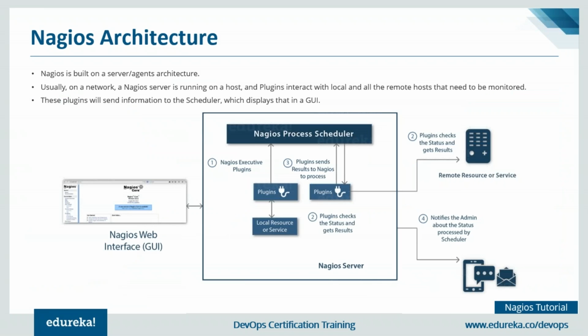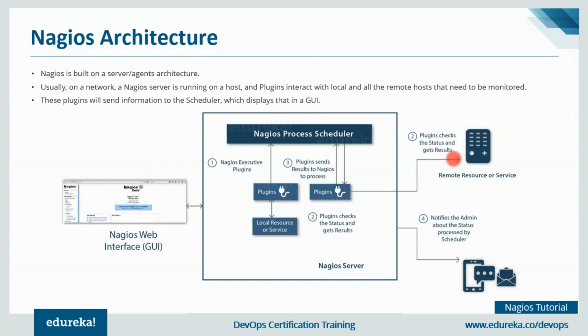Let us now discuss the architecture of Nagios in detail. Nagios has a server-agent architecture. Usually on a network, a Nagios server is running on a host, which we saw in the previous diagram. So consider this as my host. The Nagios server is running on a host, and plugins interact with local and remote hosts. Here we have plugins. These will interact with the local resources or services, and they will also interact with the remote resources, services, or hosts.